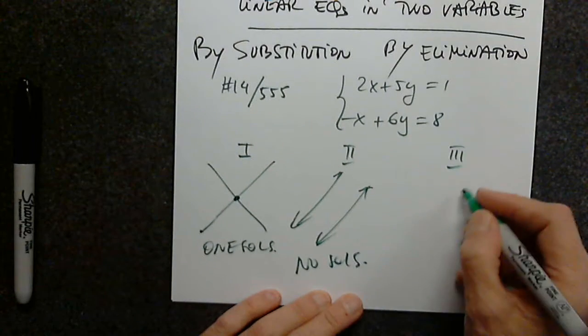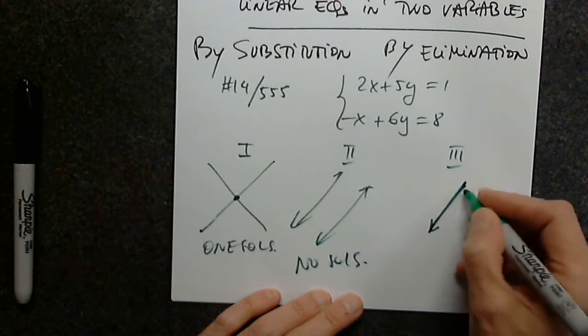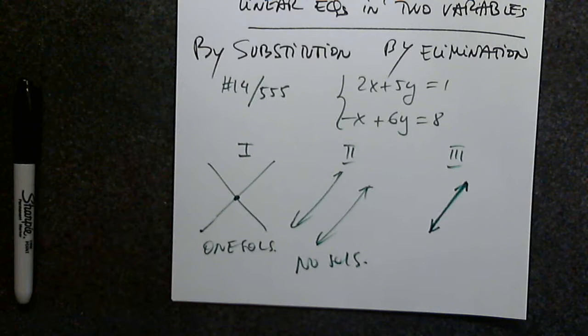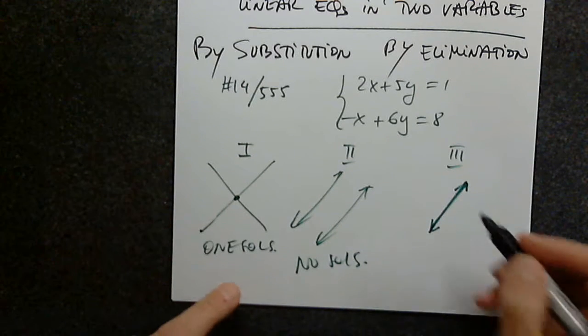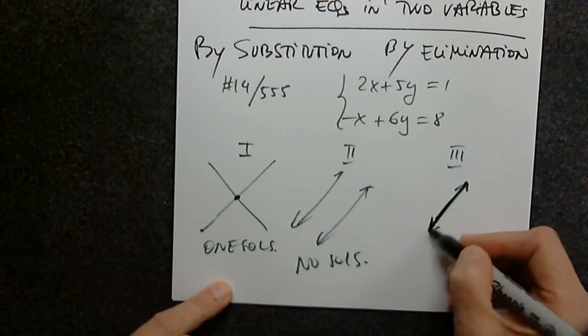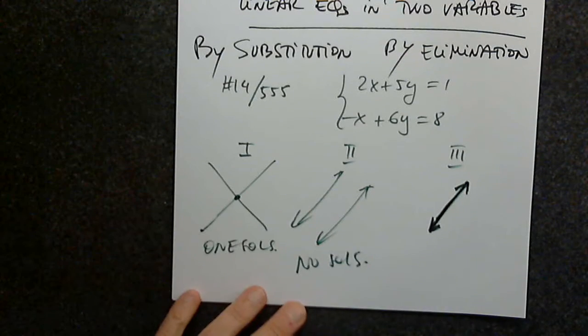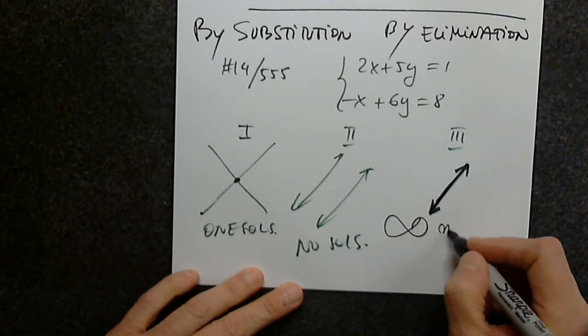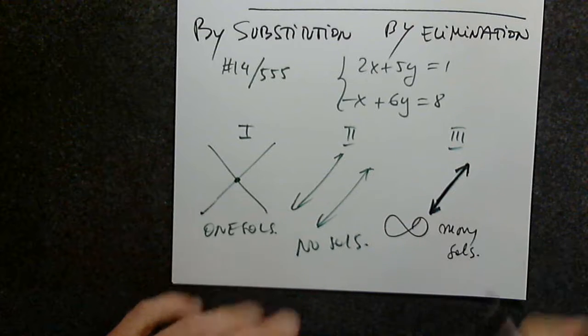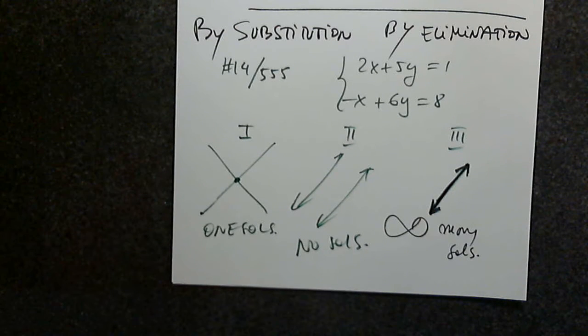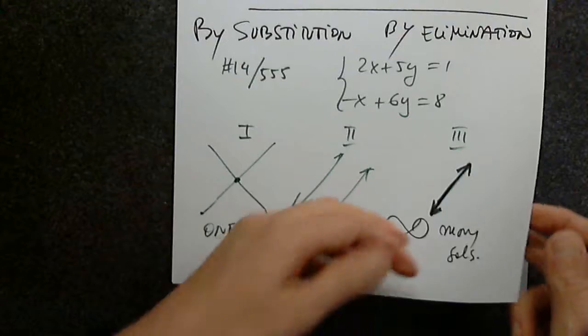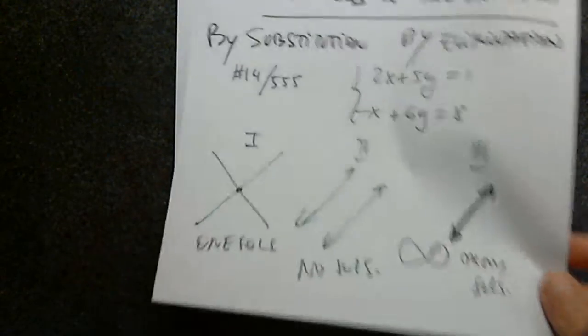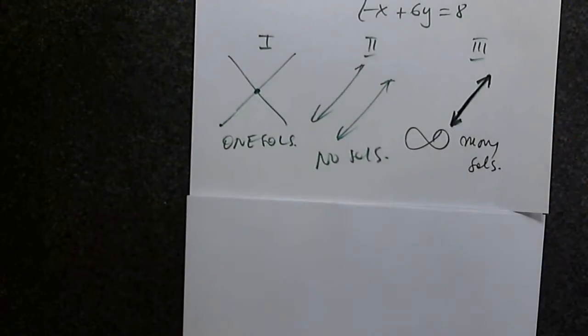And here's the third possibility. This is the first line, and this is the second line, which means infinitely many solutions. Nothing else can happen when we solve systems of 2 linear equations in 2 variables. These are the only 3 possibilities. Okay, so we're asked to use substitution.